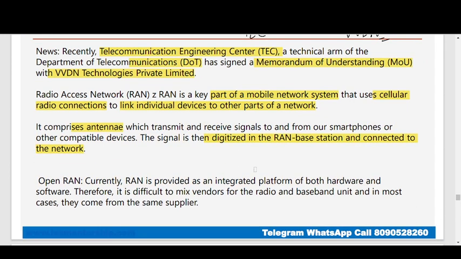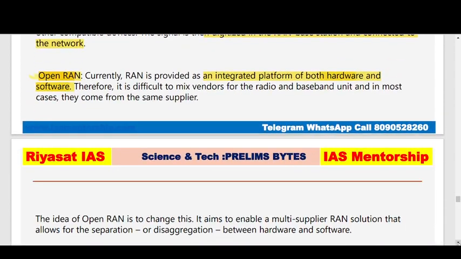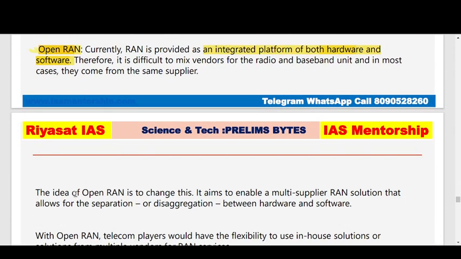But this RAN is an integrated platform for both hardware and software. Okay? Remember this point. This is an integrated platform of hardware and software. Means we cannot distinguish what is hardware, what is software. But the concept of Open RAN has provided a solution for this. The idea of Open RAN is to change this integrated platform of hardware and software and to bring separation. Means there should be separate platforms for hardware and software so that radio frequency can transmit easily.